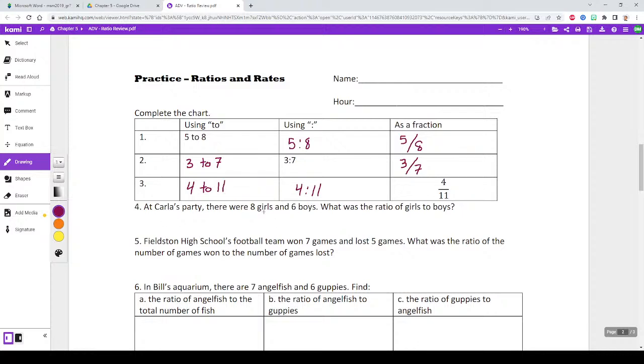Carlos' party, there were 8 girls, 6 boys. What's the ratio of girls to boys? So that's just 8 to 6. Fieldston High School's football team won 7 games and lost 7 games. What was the ratio of won to lost? So that's 7 to 5.